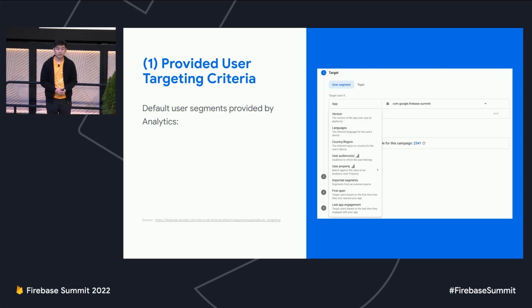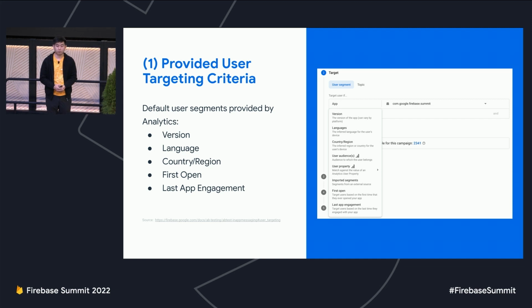So out of the box, analytics-based targeting already provides default user targeting criteria, such as version, language, country and region, first open, and last app engagement. These are very useful when, for example, you want to target specific users that use specific versions of your app or are located within a specific region.